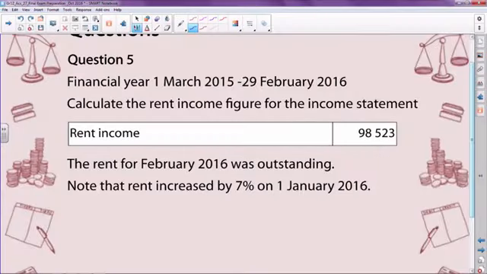The financial year starts on the 1st of March and ends on the 29th of February. Calculate the rent income figure for the statement of comprehensive income, also known as the income statement. You are given the rent income and you are told that your rent for February 2016 was outstanding. Note that the rent increased by 7% on the 1st of January 2016. You have 1 minute to calculate your rent income figure. Go for it.